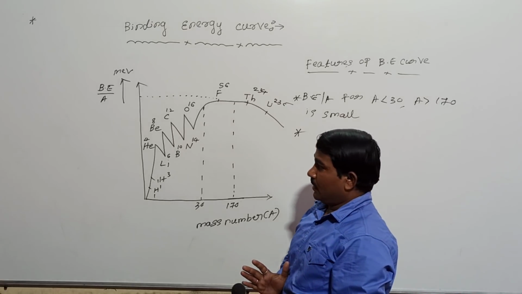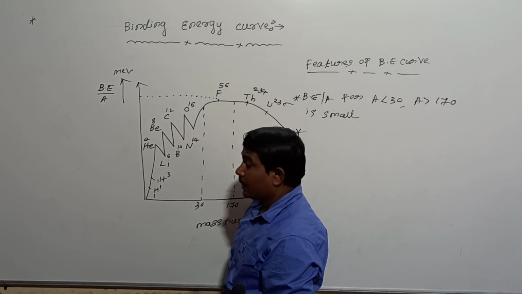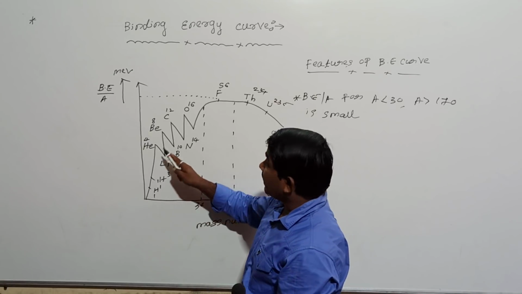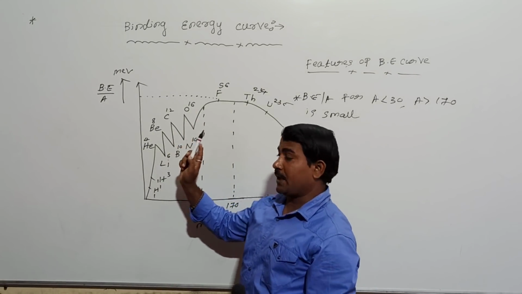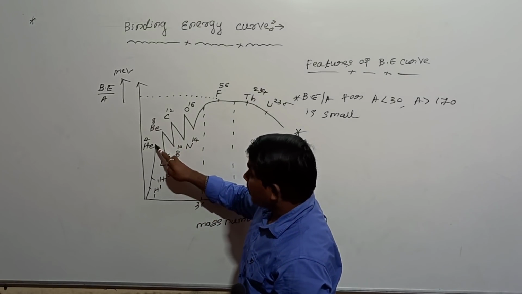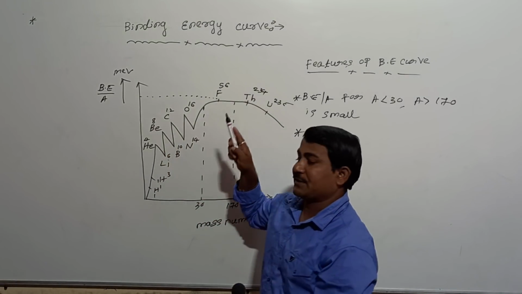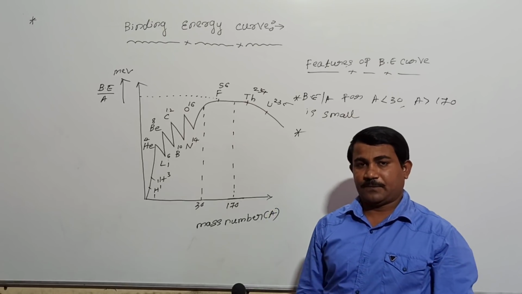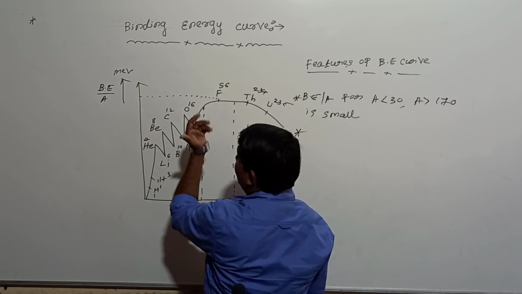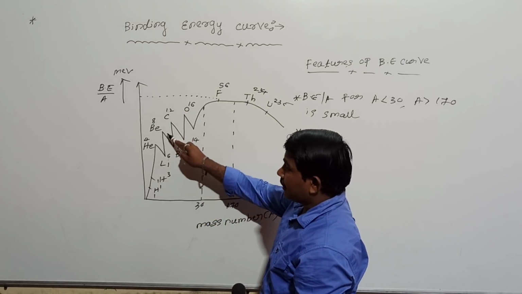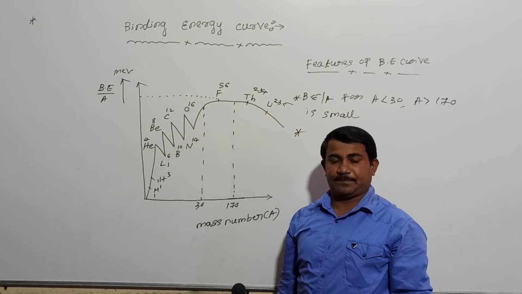See here. For the mass number 3 to 20, the binding energy per nucleon rapidly increases. What is it? For mass number from 3 to 20, the binding energy curve rapidly increases.